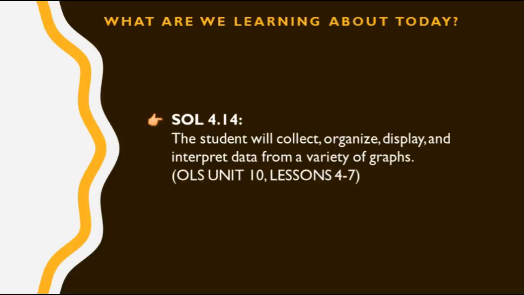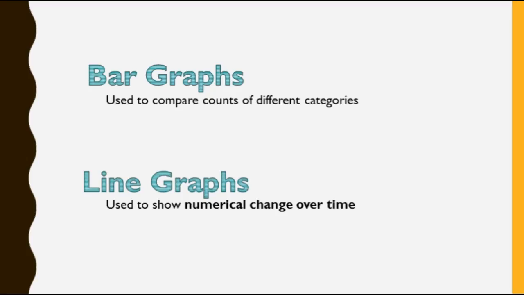Today we're going to be talking about SOL 4.14. It says the student will collect, organize, display, and interpret data from a variety of graphs. Today we're going to be focusing on bar graphs and line graphs. Bar graphs are used to compare counts of different categories. I'll show you a couple examples of those. Line graphs are used to show numerical change over time. So it depends on what type of data you have that determines what type of graph you need to make.